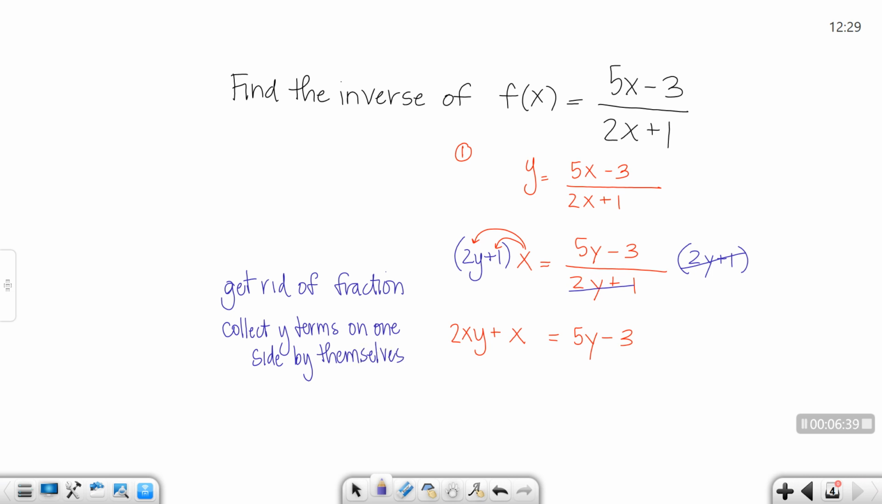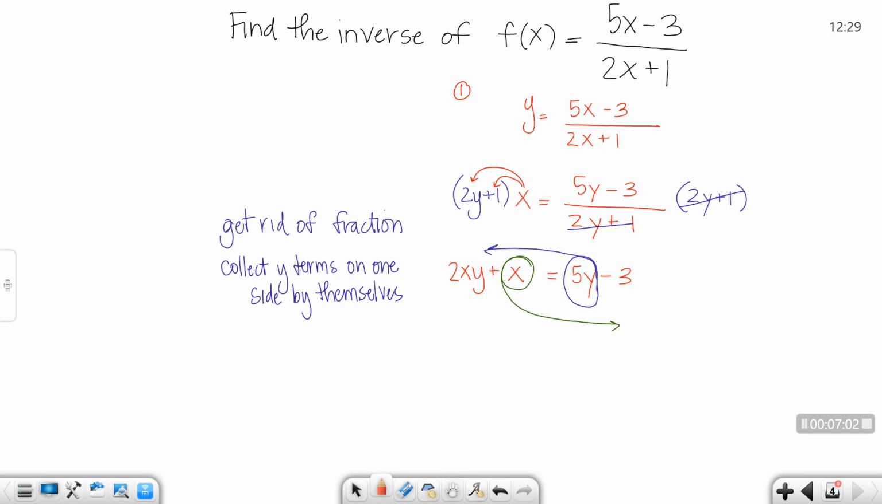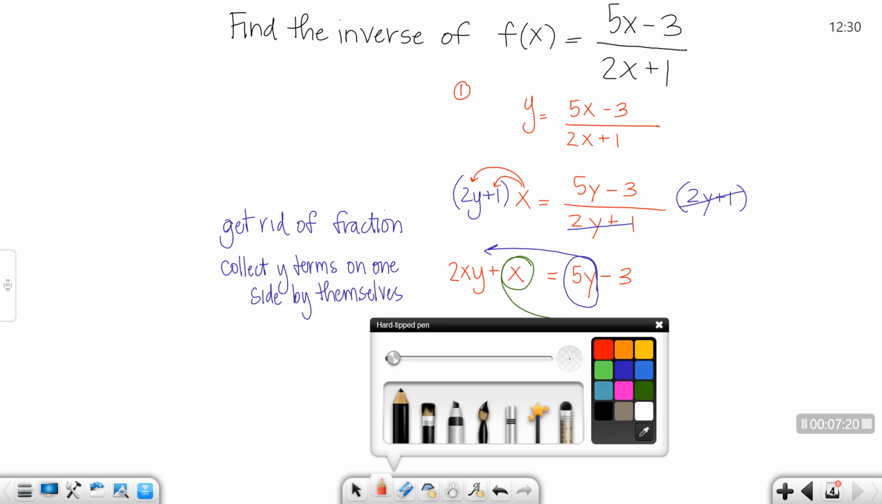Anything that doesn't have a y needs to move, and anything that does have a y needs to make sure it's together. So here's what I mean by that. This term right here has a y, so let's move it over here to the y side. You'll notice that this x term right here doesn't have a y, so let's put it over on the side that's not y. So when I move the blue 5y over, it becomes 2xy minus 5y. On this right side, I already have a negative 3, so I just brought it down, and when I move that green x over, it becomes negative. So now my y's are on one side all by themselves.